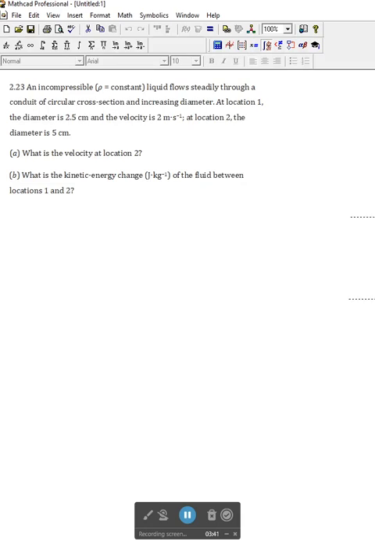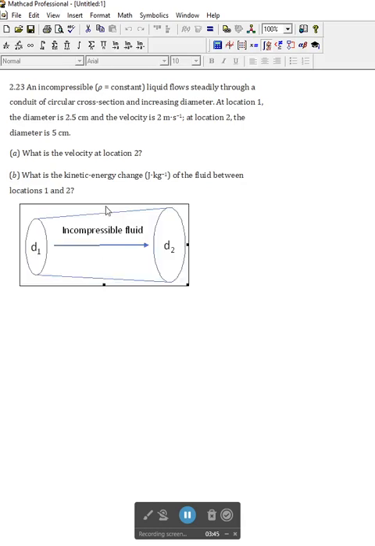Now, as we go through the problem-solving strategies, one of the things that I strongly encourage, when appropriate, is to use a schematic. In this problem, we've got an incompressible fluid. Incompressible means that density is constant. It flows steadily, and by steady, we mean steady state, through a conduit of circular cross-section and increasing diameter. So the pipe's getting wider as the fluid flows through it.